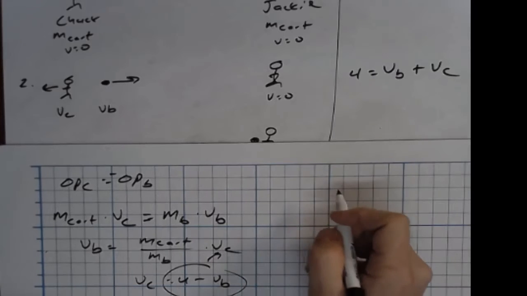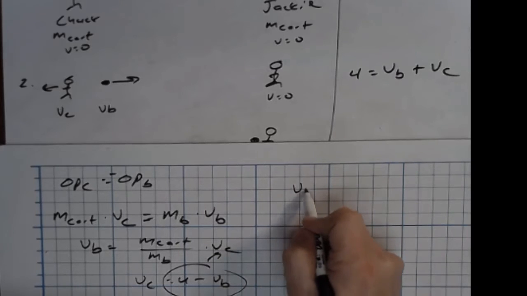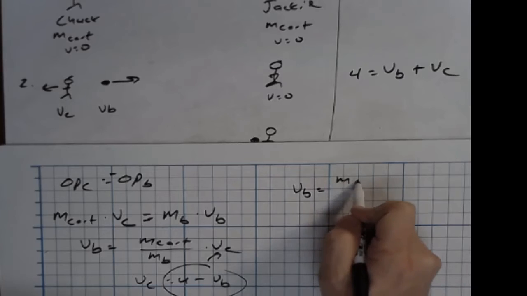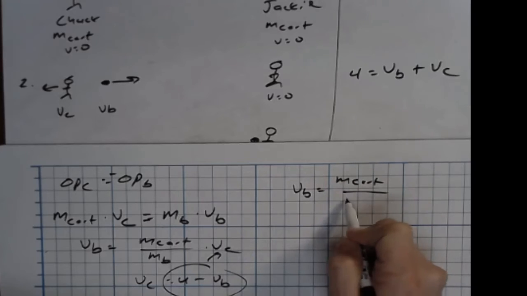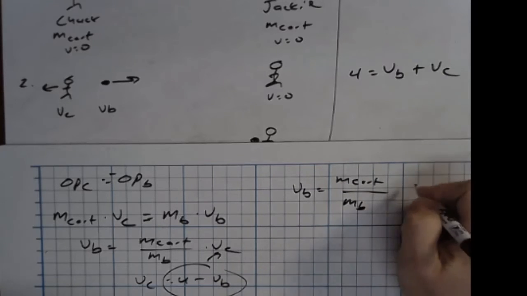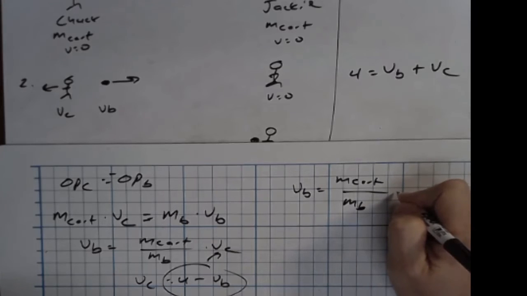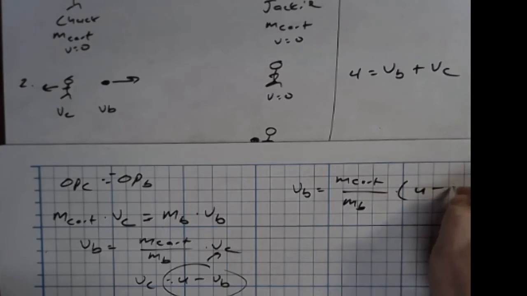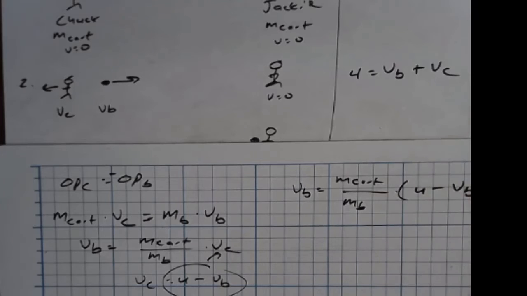So that means the velocity of the ball is the mass of the cart divided by the mass of the ball, or the inertias, times u minus v sub b. Let me move that over a little bit so you can see it. I'm trying to solve for the velocity of the ball, but I see the velocity of the ball is on both sides of this equation. So I'm going to have to rearrange and simplify a little bit.